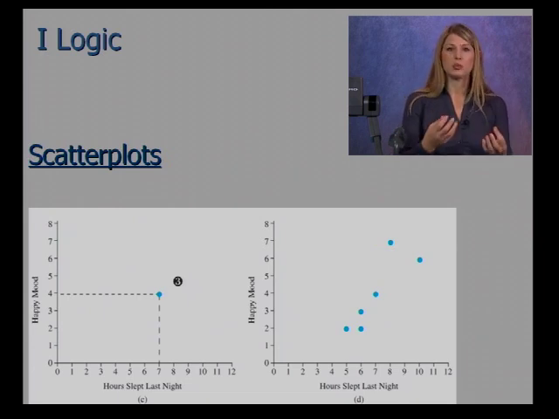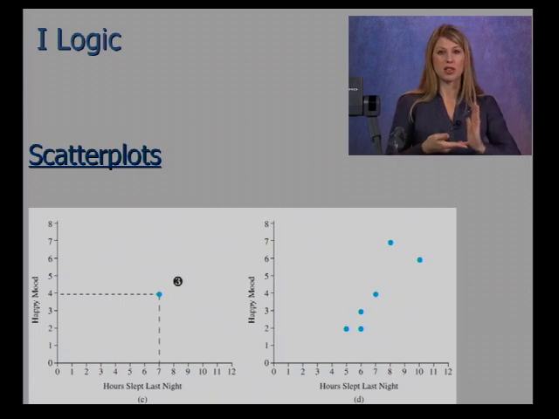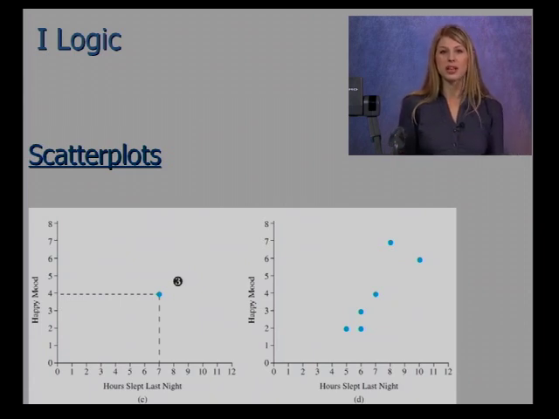Then you go and get the next person and plot their dot, and eventually you end up with a bunch of dots, and it gives you a relationship between these two variables, the variable on the x-axis and the y-axis. You can see eventually this is what your scatter plot would look like.